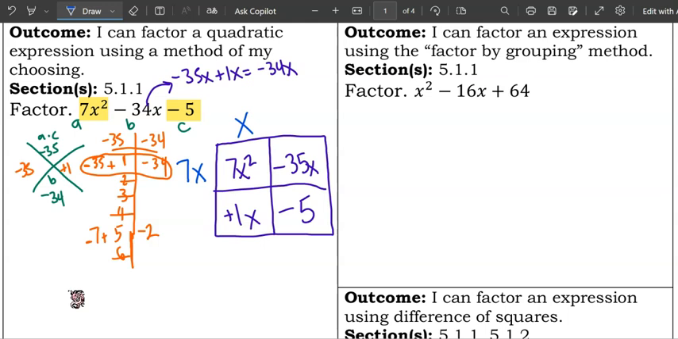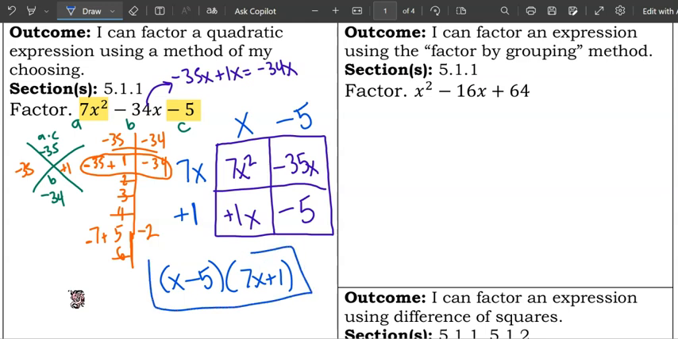If we look at the second row, the GCF for this one would be a 1. And the GCF of the last column would be a minus 5. And if we multiply the rows and the columns together, we should get each of those four products again. We have our factors, x minus 5 and 7x plus 1. It's our factored form of this expression.